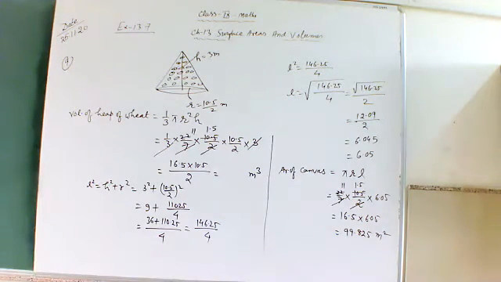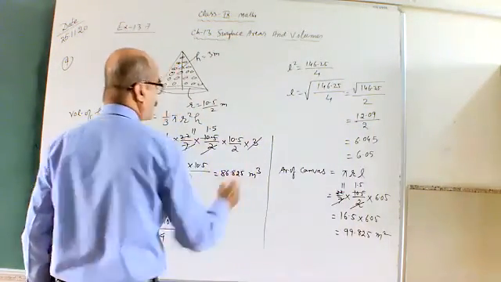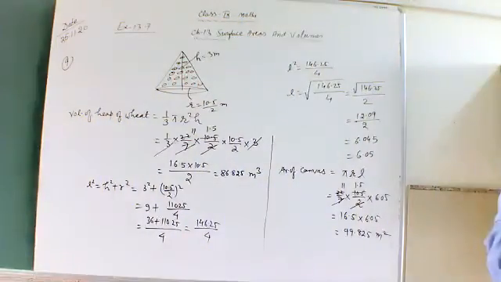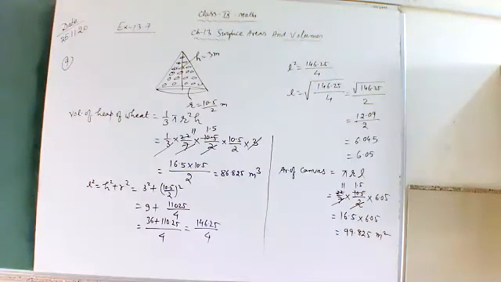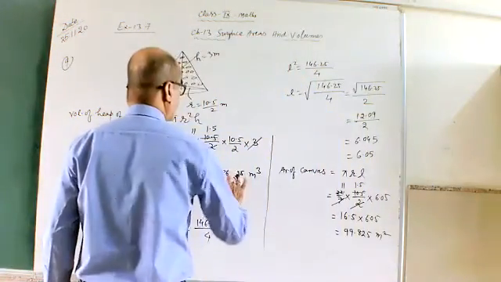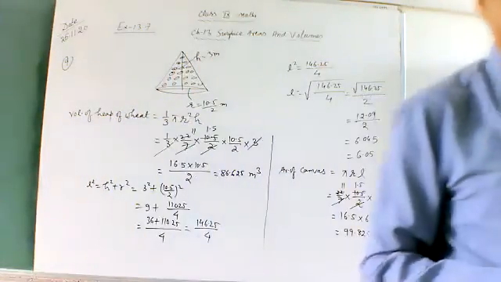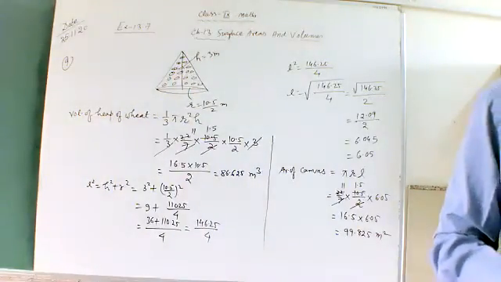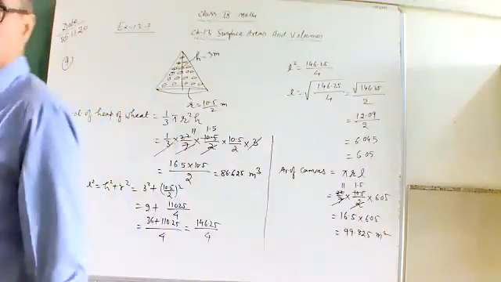And this will be approximately 86.625. This is approximately 86.625, sorry, not 825, 625. Right? Please note down.